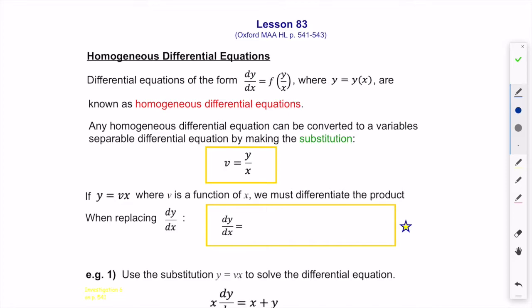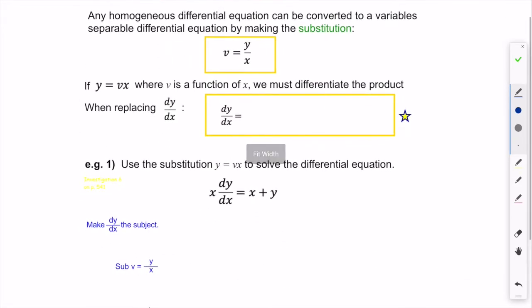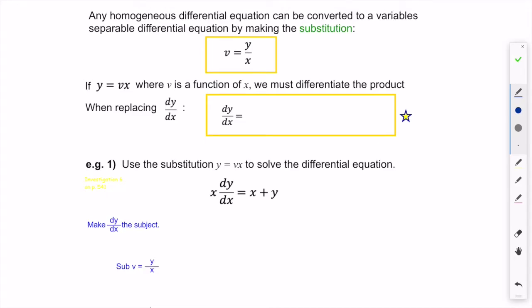Or you can look at this expression as y equals v times x. Using product rule, we can actually find its equivalent expression by taking the derivative of v multiplied by x, so x dv by dx, plus the derivative of x, which is 1, multiplied by v. Let's see how this becomes useful in the following example.